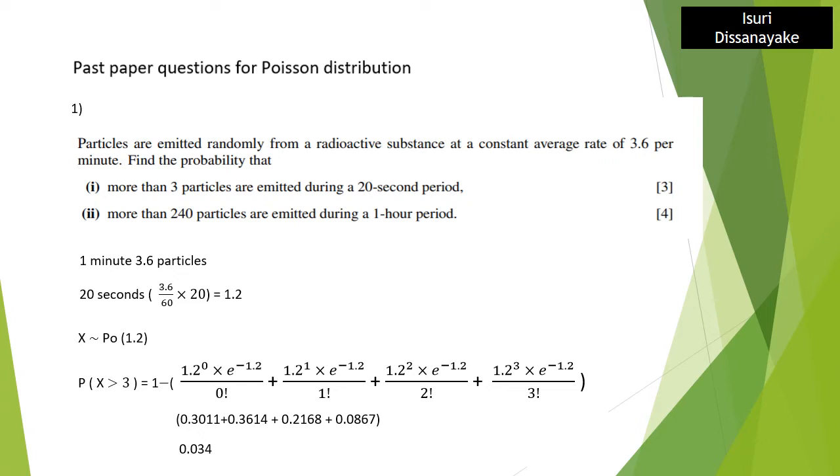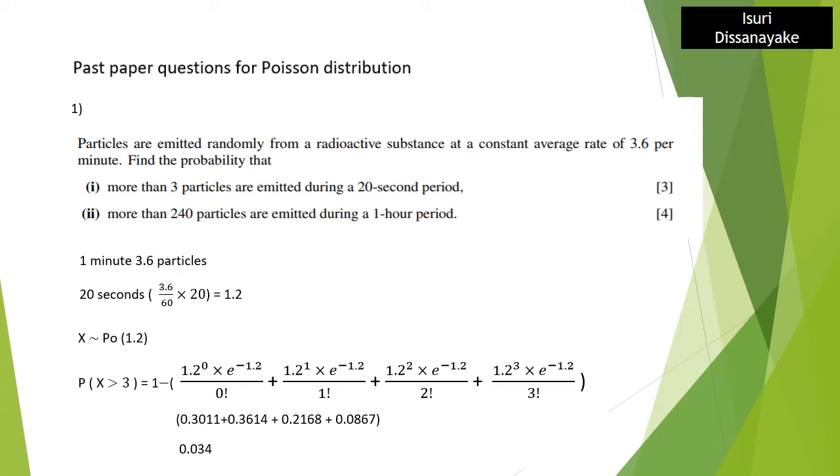So if it is to begin with 4, you have to end the probabilities with 3. That means X equals 0. The probability of X equals 0 you can find using this. The probability of X equals 1 you can find using this. The probability of X equals 2 you can find using this. And the probability of X equals 3 you can find using this. So you add all these 4 probabilities and you subtract it from 1. So you get the probability of X greater than 3 as 0.034.